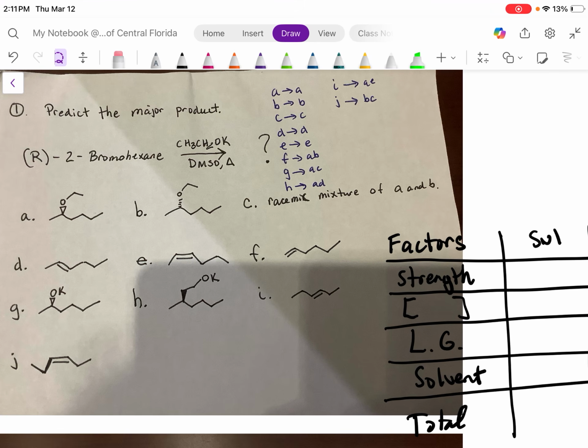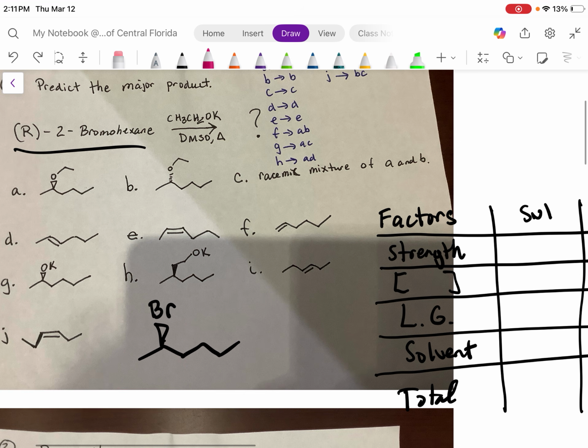So when we take a look at this problem, the first thing that we need to figure out is what does that molecule look like? Is that a hexane? That's 6 carbons, and we need a bromine at position 2. Now we just need to make sure that's also R. 1, 2, and 3. That is an R configuration. So that's our starting material. That's what it looks like.